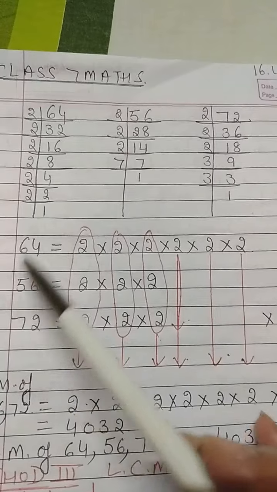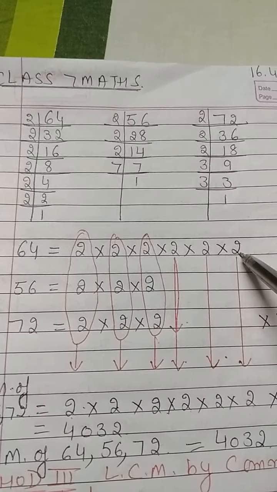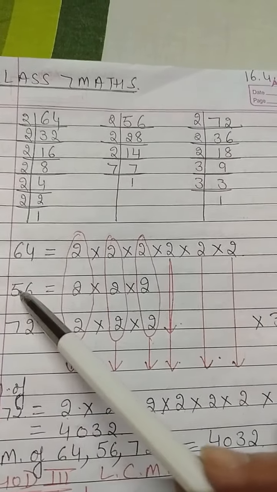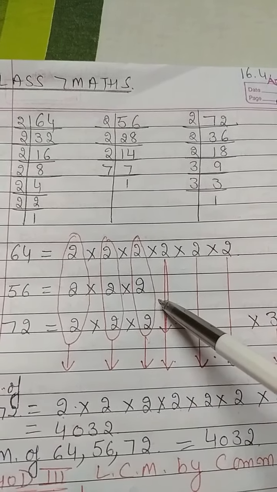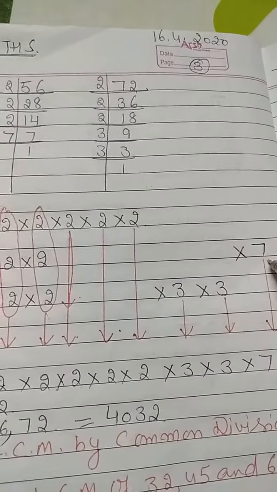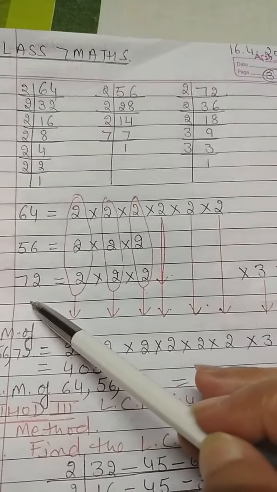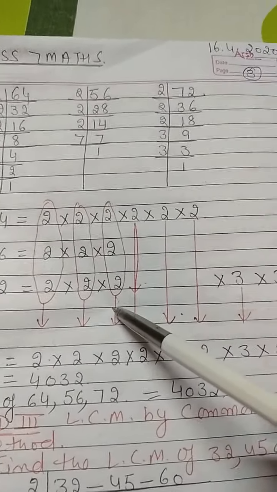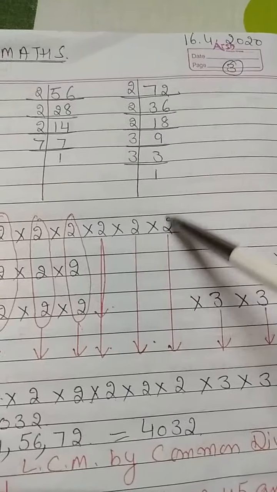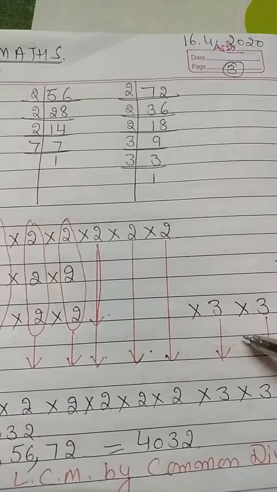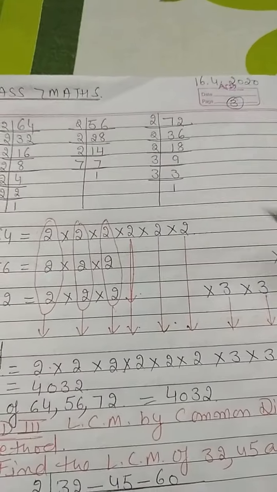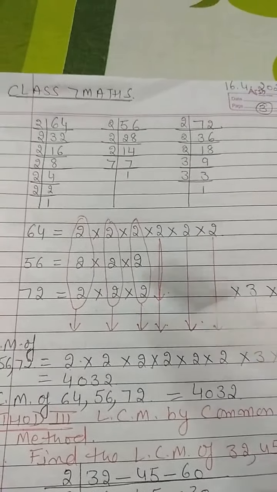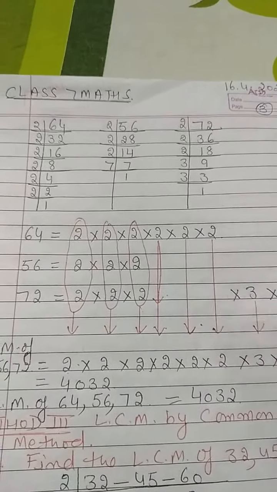Now here 64, when we write all 6 times 2, then for 56 we write 2 under 2. There is 3 times 2 and 7 on the distance. Similarly in 72, there is 3 times 2 repeated and leave the space under 2, 3, 3 and this one is 7. So those are the factors of 72, 56 and 64.